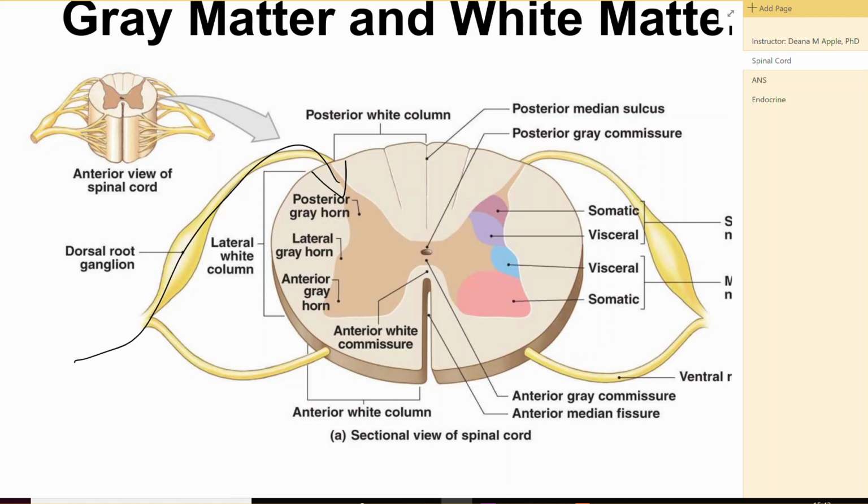Just coming back, because cell bodies are not necessarily going to be myelinated. The axons are myelinated. That's the white matter. It's white because of the myelin wrapped around it. The cell bodies are in the gray matter. So this is clumps of cell bodies in here. So we have a posterior horn.